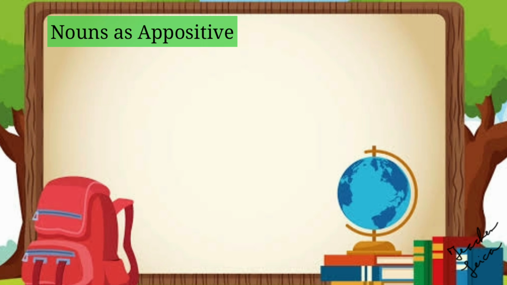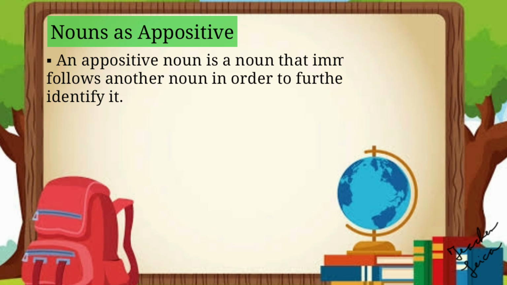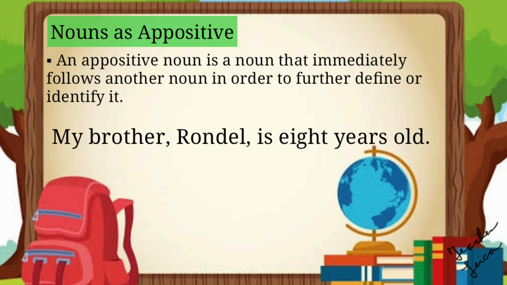Another use of nouns, appositive nouns. An appositive noun is a noun that immediately follows another noun in order to further define or identify it. Example, my brother Rondell is 8 years old. Rondell is an appositive noun here, further identifying the subject of the sentence, my brother. So my brother is your subject and Rondell here is your appositive noun.